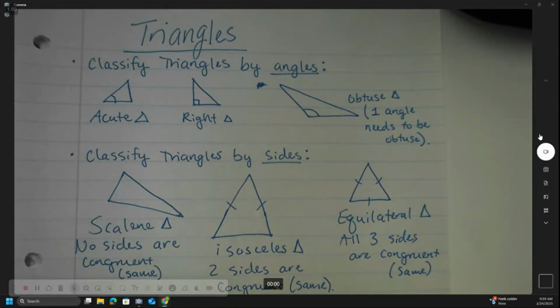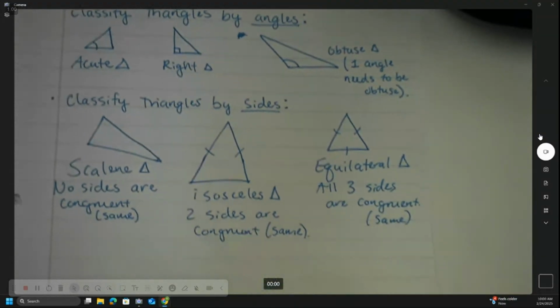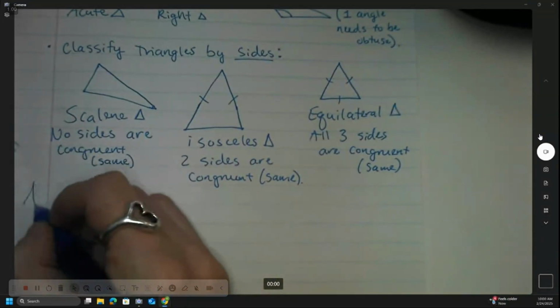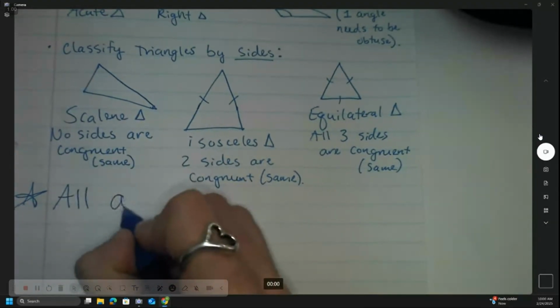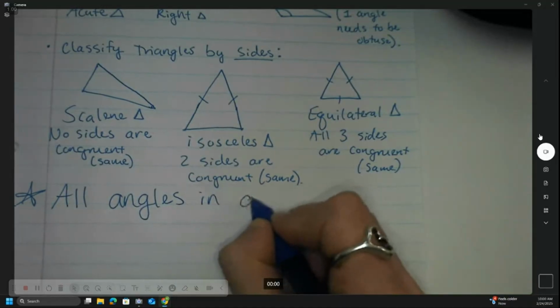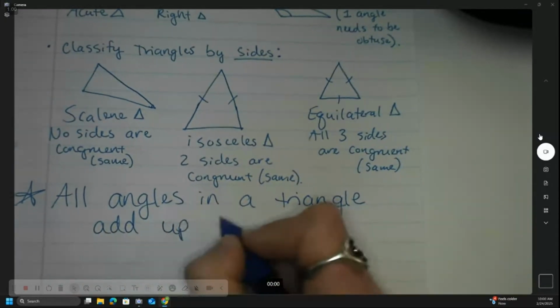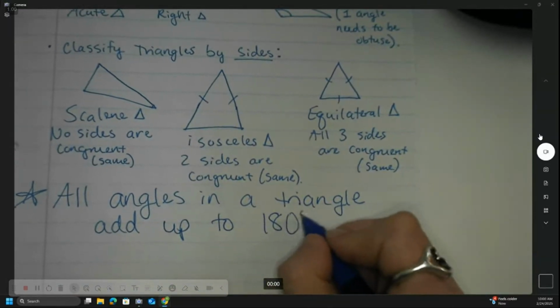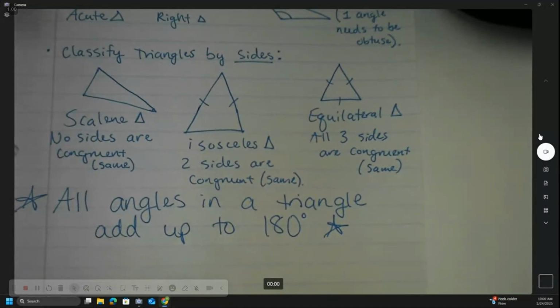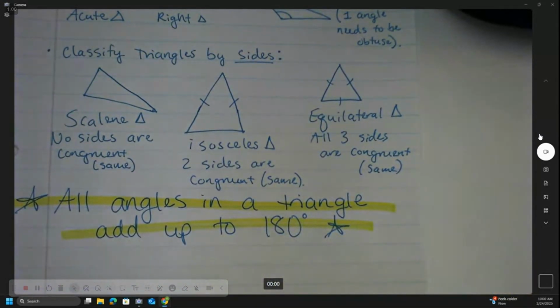For example, if this side's 5 inches, this side's 5 inches, this side's 5 inches, those slashes through those sides mean congruency. Now that you know how to classify triangles by angles and sides, that's a previous skill. You need to be able to do the new 7th grade skill with that now. Star it, highlight it, underline it. All angles in a triangle add up to 180 degrees. Star it, highlight it, underline it. All angles add up to 180, kind of like a straight angle. But when you close in that straight angle, if you can visualize that, it equals 180 degrees.